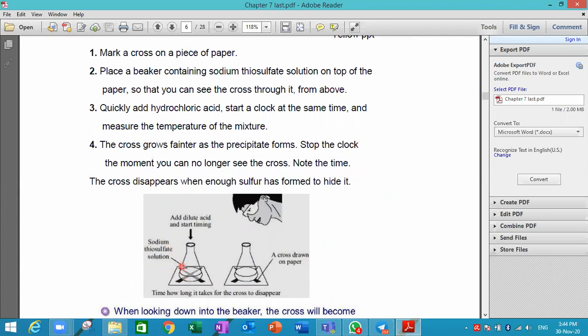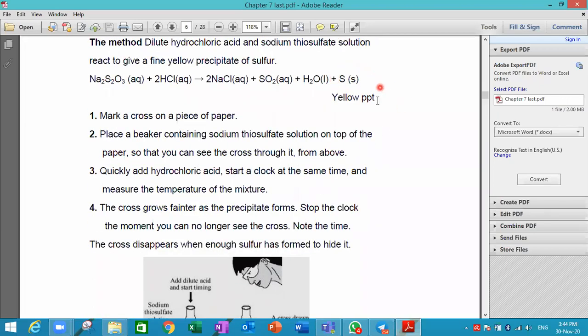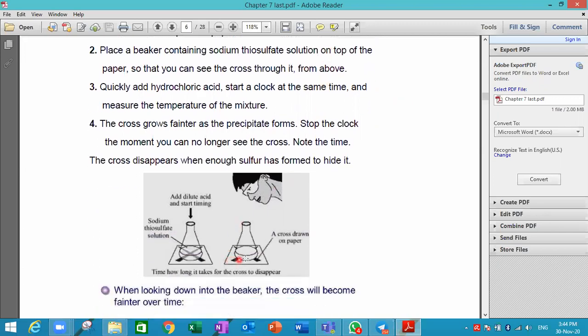At the same time as we add the sodium thiosulfate solution, we are going to start our stopwatch. And then we will wait, looking from upward here at the cross, until we see that we cannot see the cross anymore. It disappeared, of course, because of the precipitation of this sulfur, this yellow precipitate that prevented us from seeing the cross anymore.